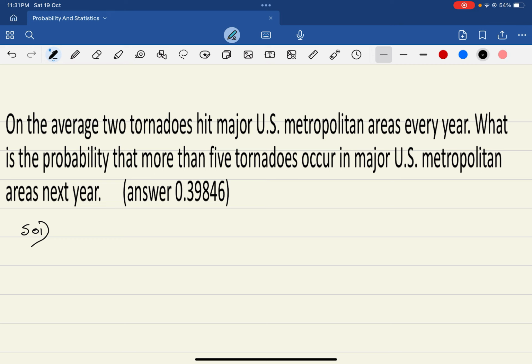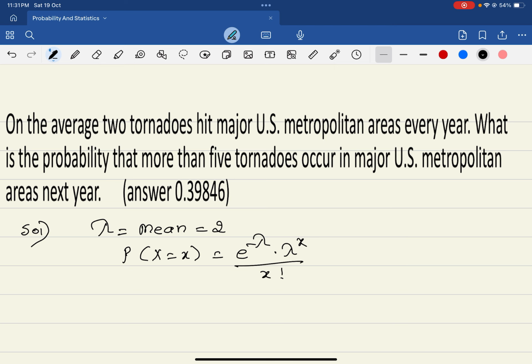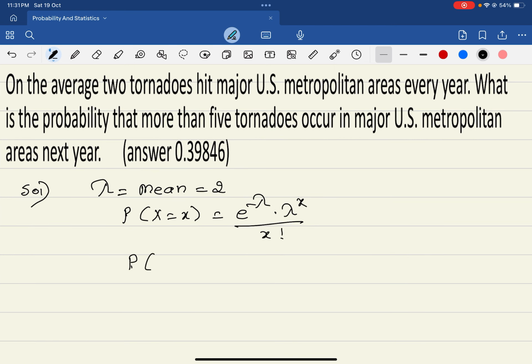So what is the average? Average is lambda. Lambda is the mean. Mean is given as 2. And P of X is given by e raised to minus lambda, lambda power X over X factorial. So what is this? The question has asked for more than 5 tornadoes. That means X is greater than 5. When P of X is greater than 5, we have to find the solution. Greater than 5 means, instead of that, what do we do?